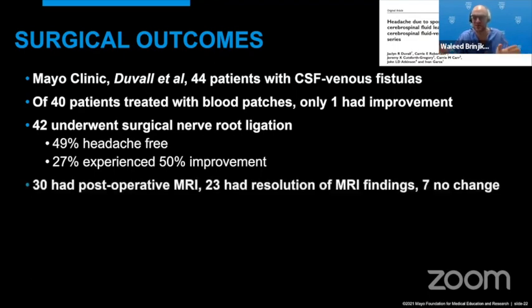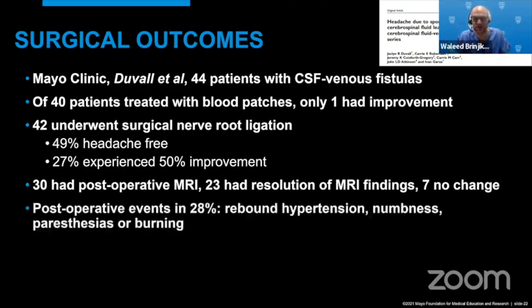MRI findings, those MRI findings I showed you earlier, reversed in over 70% of patients, okay? So not only do we have subjective data, and I know people are concerned when it comes to headache, you know, patients improve, is it placebo effect, is it not? But we have objective data based on MRI findings that the brain floats back up and the structures become normal again. But there are complications with surgery.